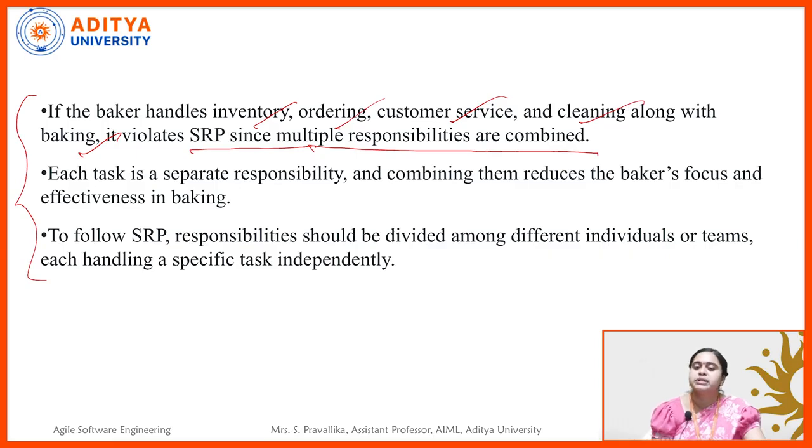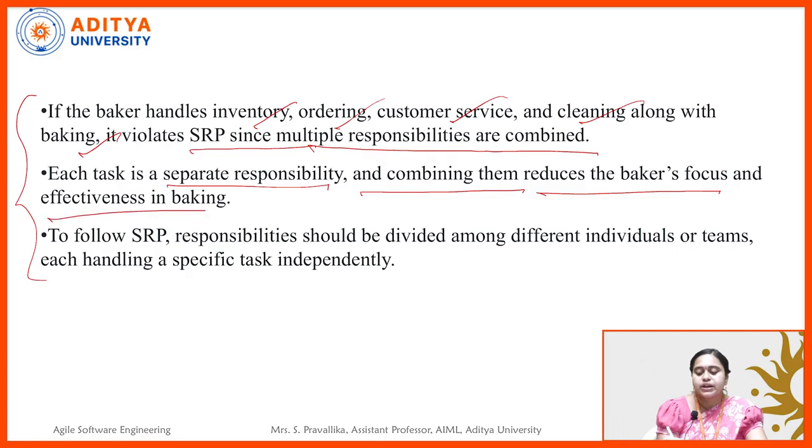But what was the single responsibility principle? Every class should have only a single job, or only one specific task to be completed. If all these actions are performed by a single person, we can't say it is a single responsibility. Each task is a separate responsibility, and combining them reduces the baker's focus and effectiveness in baking. So what happens if he is focusing on all these things at once?